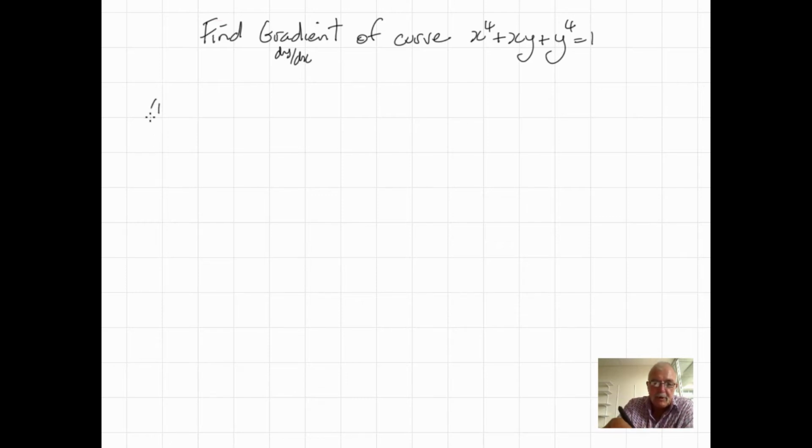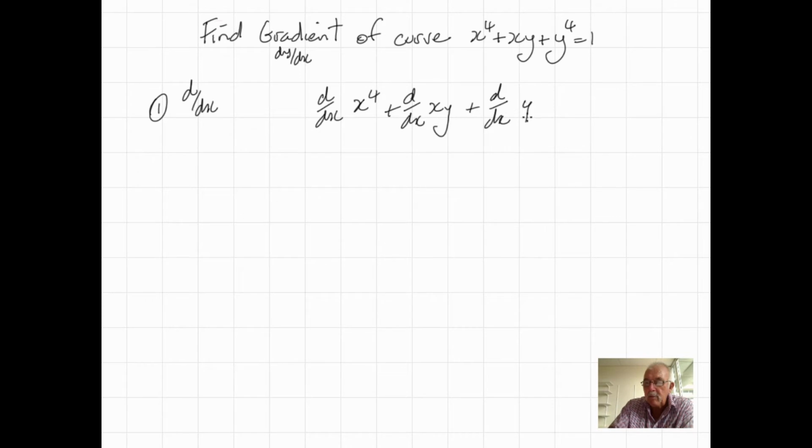The first thing is to find the derivative with respect to x of everything, every term. So we've got d/dx of x to the fourth plus d/dx of xy plus the derivative with respect to x of y to the fourth equals the derivative with respect to x of 1. So we've got to find the derivative of every term. And let's do that now. So find the derivative with respect to x of x to the fourth. That's just 4x cubed.